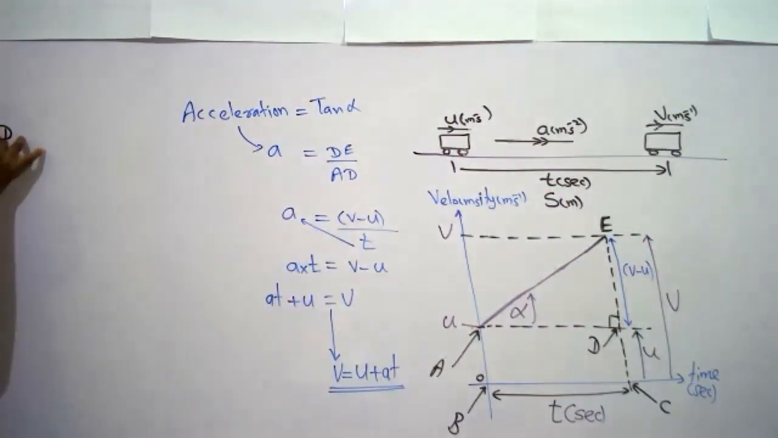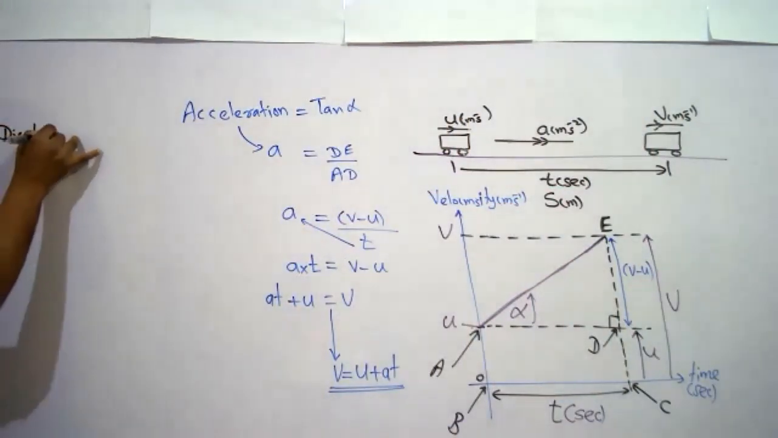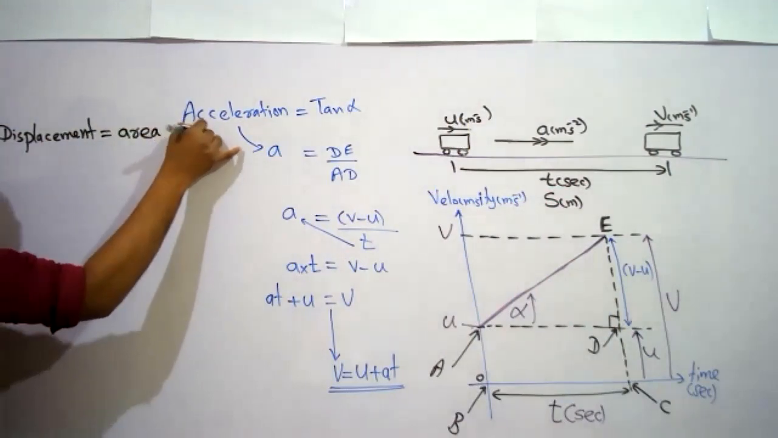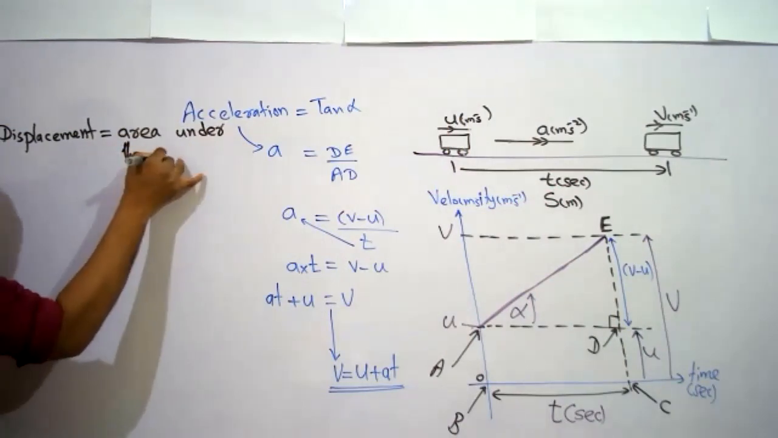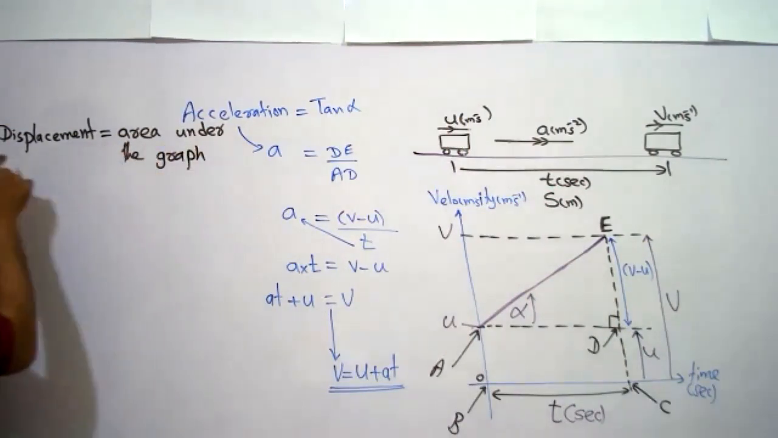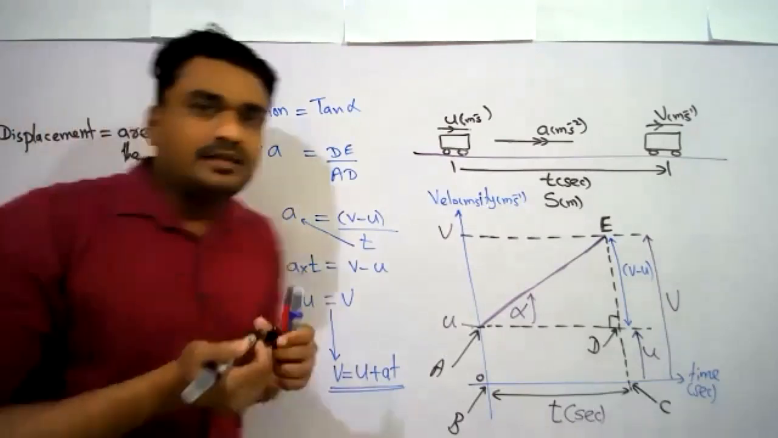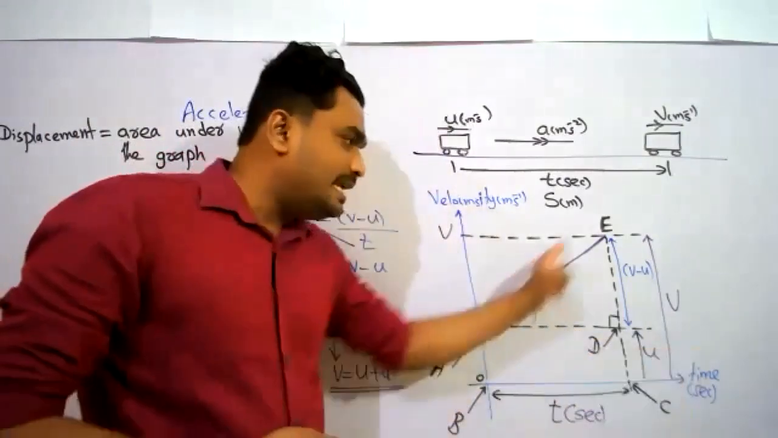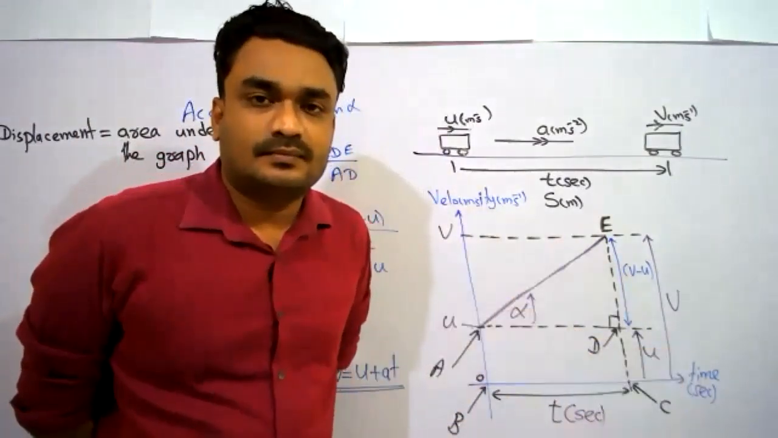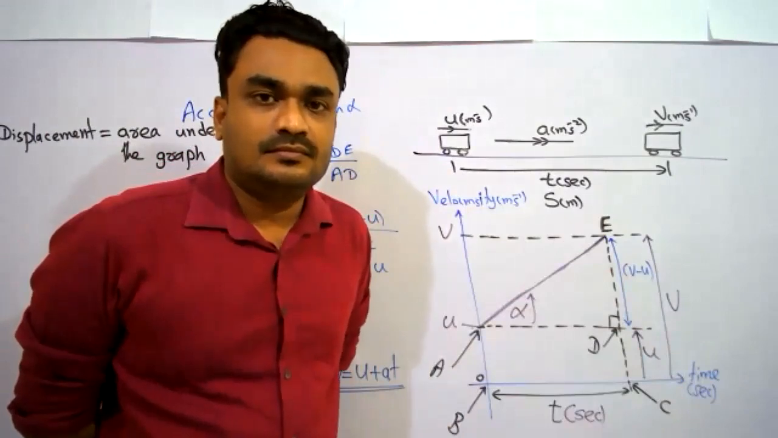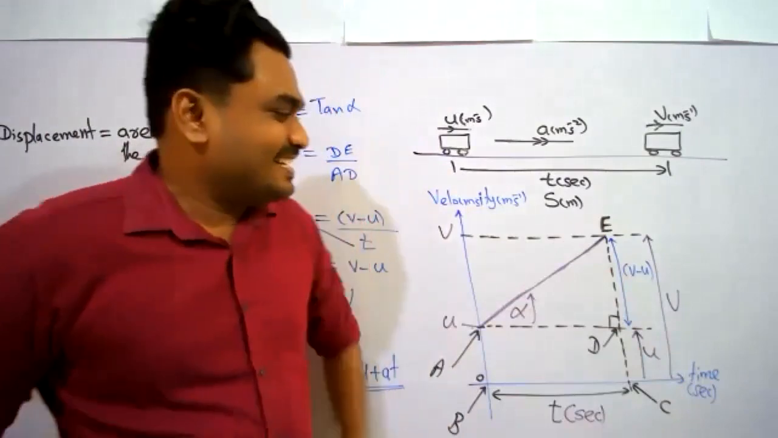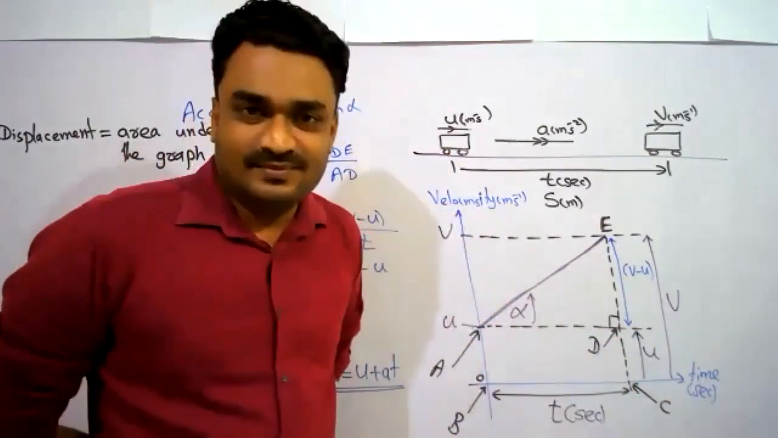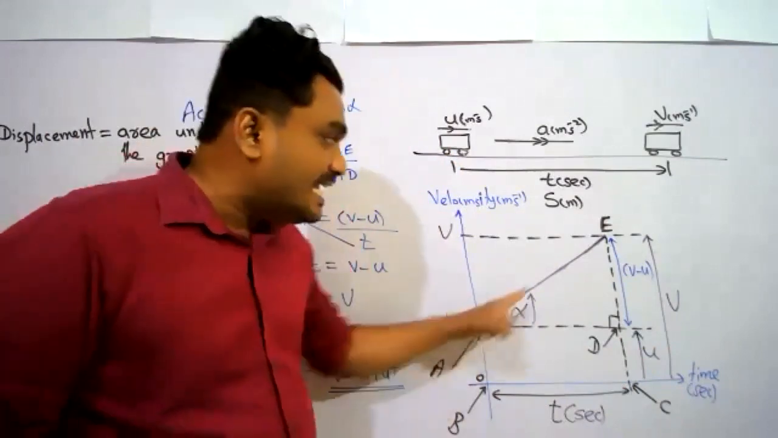So displacement equals area under the graph. Now somebody please tell me which one is the graph. Don't write this, please don't write this. Which is the graph here? Y-axis, x-axis, or AE line? Not the Y-axis or x-axis. It is the AE line. The Y-axis and x-axis just support. The graph is the AE line.